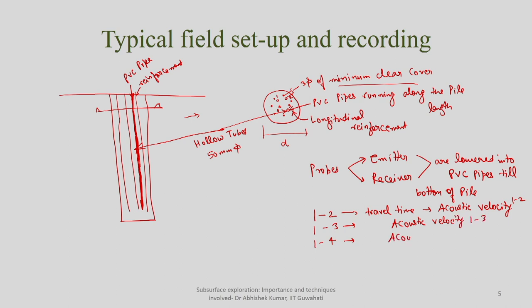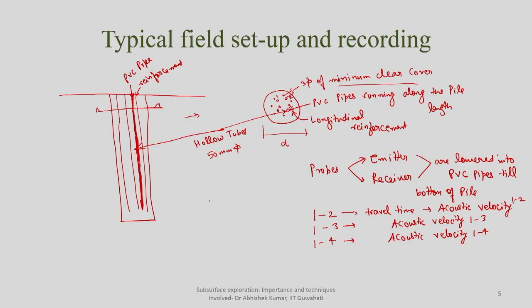1, 3, and then acoustic velocity 1, 4. The receiver is there at 1, the emitter is there at 1, and the receiver is there at tube 2 one time, at tube 3 one time, at tube 4 one time. You start doing the test.